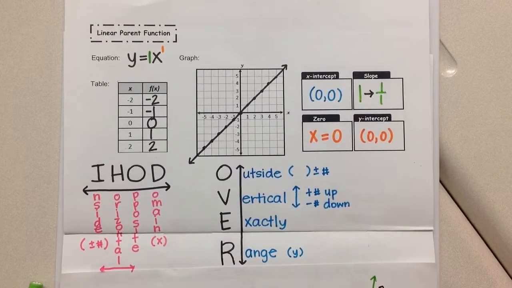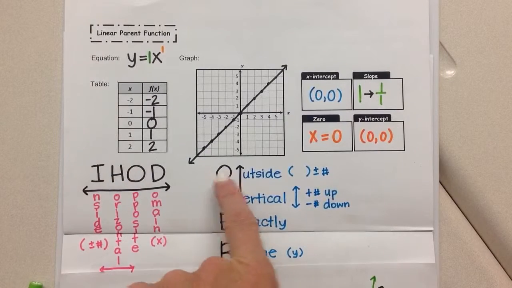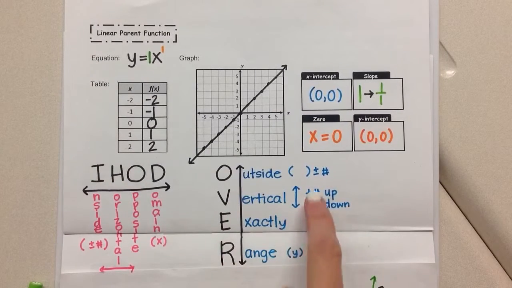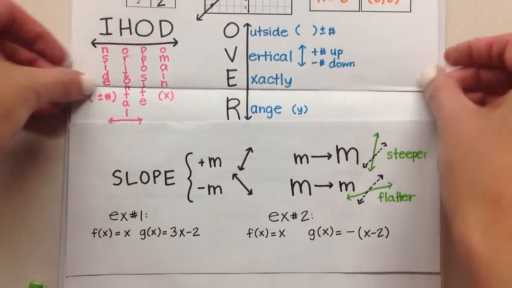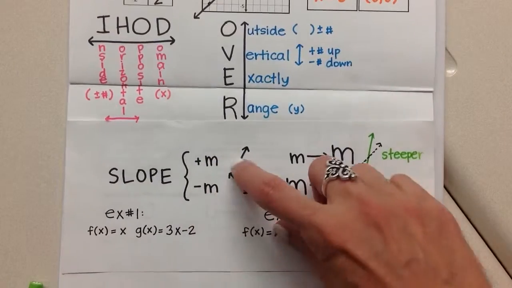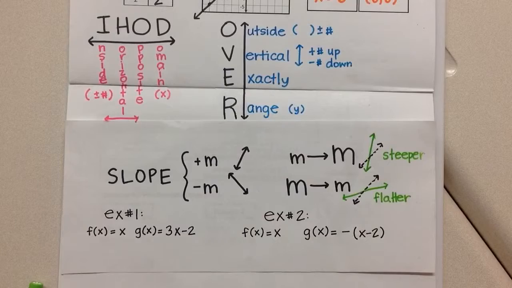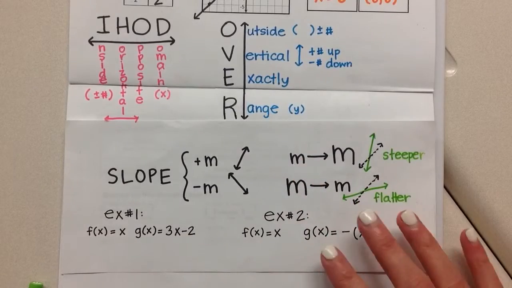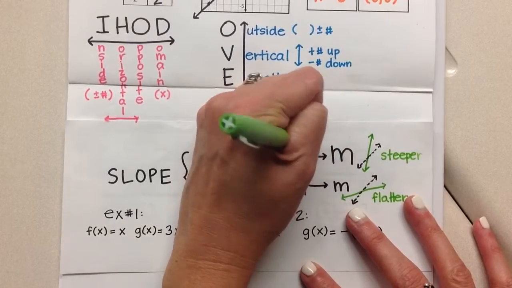So remember, I had over. So we've got inside, horizontal, opposite domain, over, outside. That means we're moving vertically up or down. It's going to do exactly what you think in the range. You also have some changes to your slope. Okay, slope, if it's positive, you know your line is going to go up. If the slope is negative, your line is going to slant down. And remember, your starting value for slope is always going to be a 1.